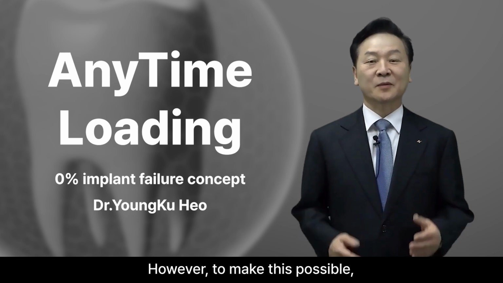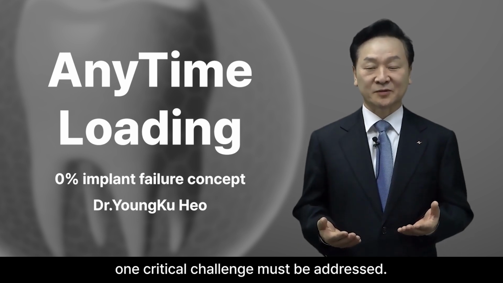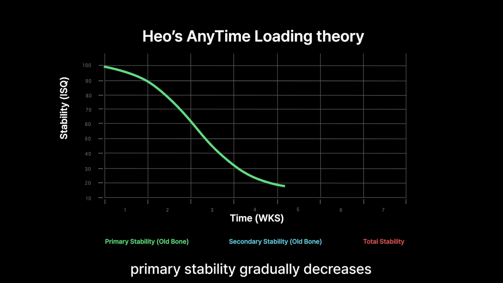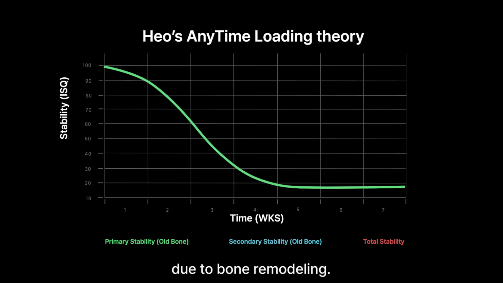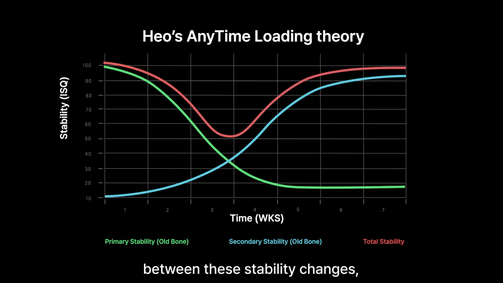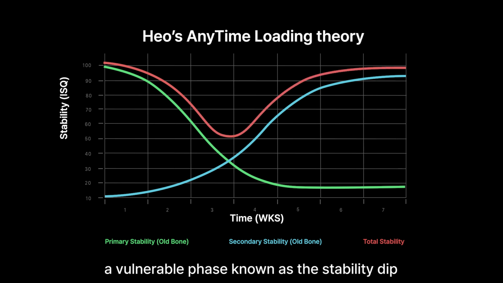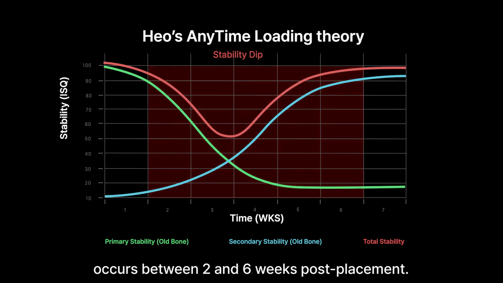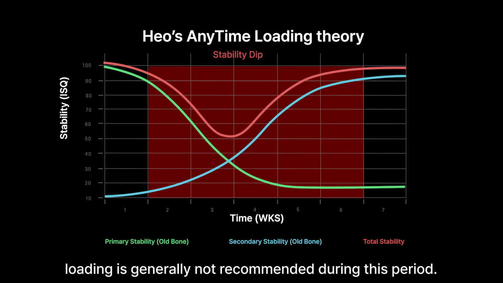However, to make this possible, one critical challenge must be addressed: stability dip. After implant placement, primary stability gradually decreases due to bone remodeling. As osseointegration progresses, secondary stability gradually increases. However, during the transition between these stability changes, a vulnerable phase known as the stability dip occurs between 2 and 6 weeks post-placement. For this reason, loading is generally not recommended during this period.